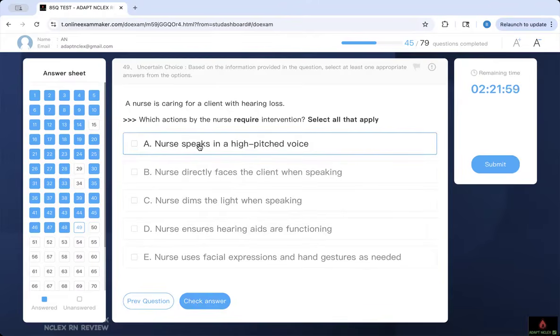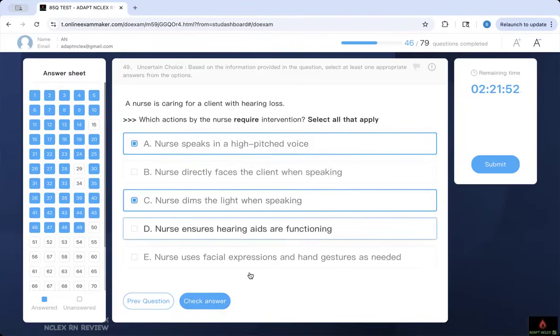Therefore, intervention. Yeah, don't be yelling at a hearing-impaired patient. You should not dim the light.